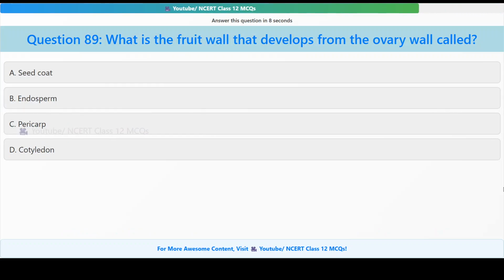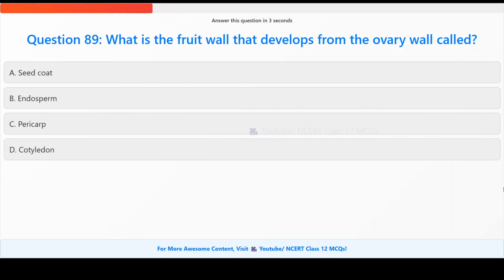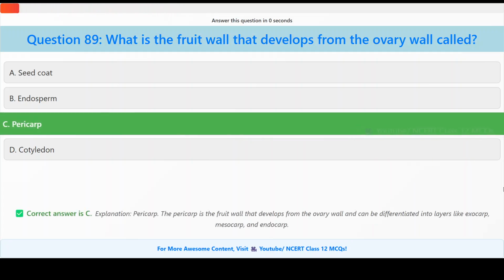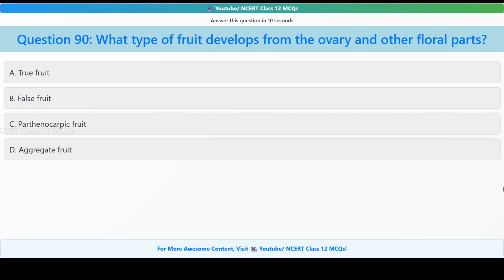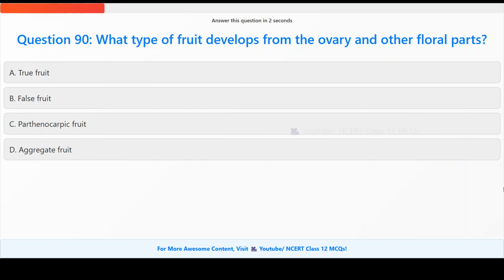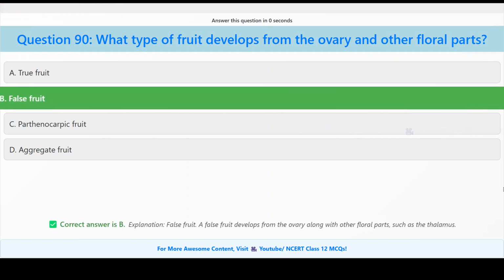Question 89. What is the fruit wall that develops from the ovary wall called? Pericarp. The pericarp is the fruit wall that develops from the ovary wall and can be differentiated into layers like exocarp, mesocarp, and endocarp. Question 90. What type of fruit develops from the ovary and other floral parts? False fruit. A false fruit develops from the ovary along with other floral parts, such as the thalamus.